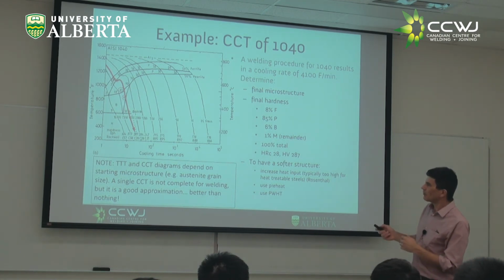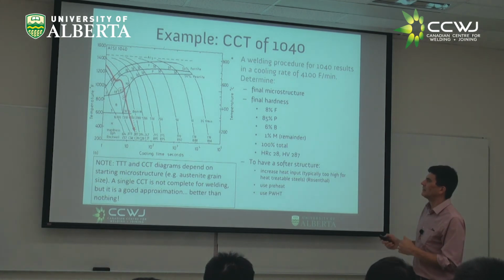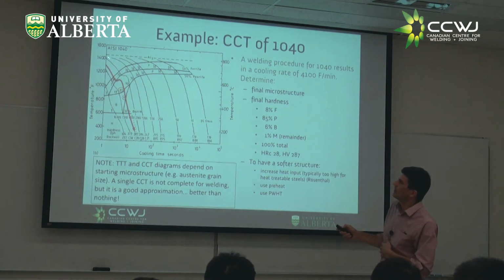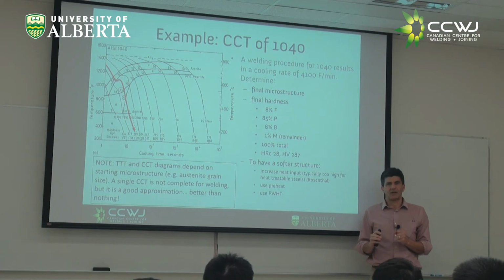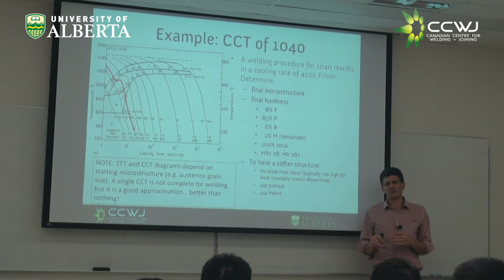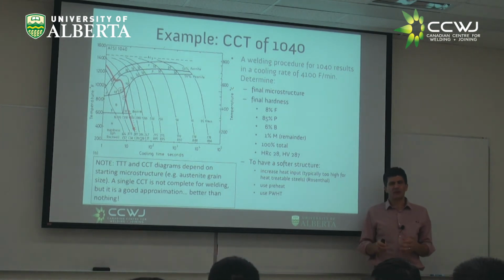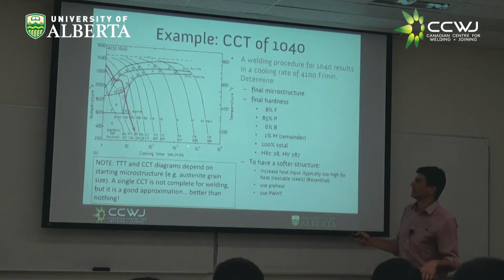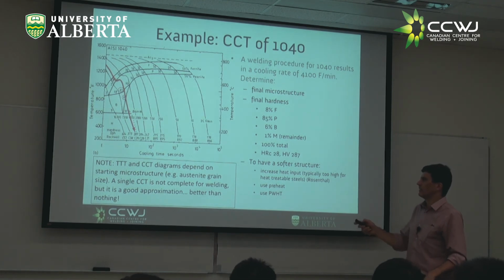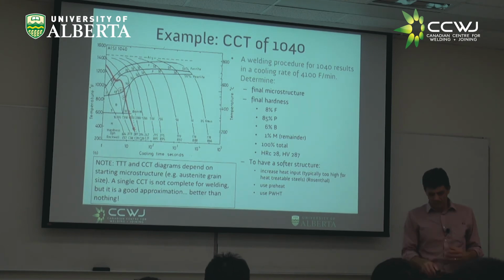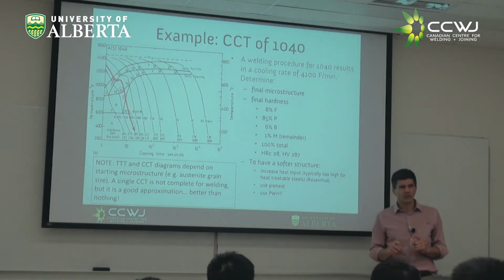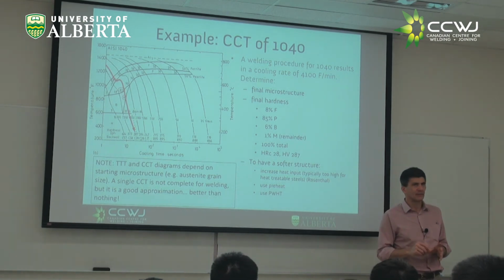All right, another thing that is important, I mentioned this briefly, but this CCT diagram is for a given prior austenite grain size. We're going to see that different grain sizes of austenite give you different results. It's not radically different, but it's different enough to know that this thing is not perfect, right? So CCTs are not perfect for welding. We're going to teach you formulas that account for this austenite grain size, right?